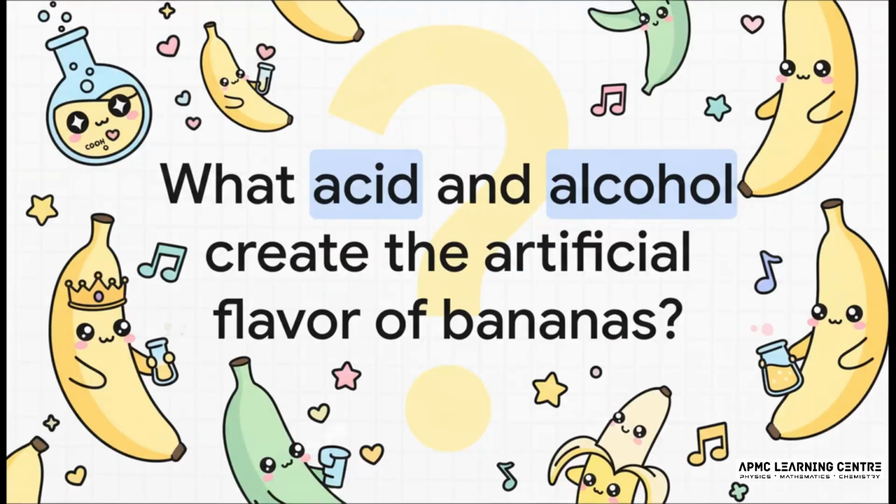And for a final thought to leave you with, you now know the recipe for making esters. So here's a fun one. Can you guess which acid and which alcohol chemists use to make the artificial flavor of bananas? I'll give you a hint. It's ethanoic acid and an alcohol called pentanol. Together, they make pentyl ethanoate. Pretty cool, huh? Think about that next time you eat a banana candy.